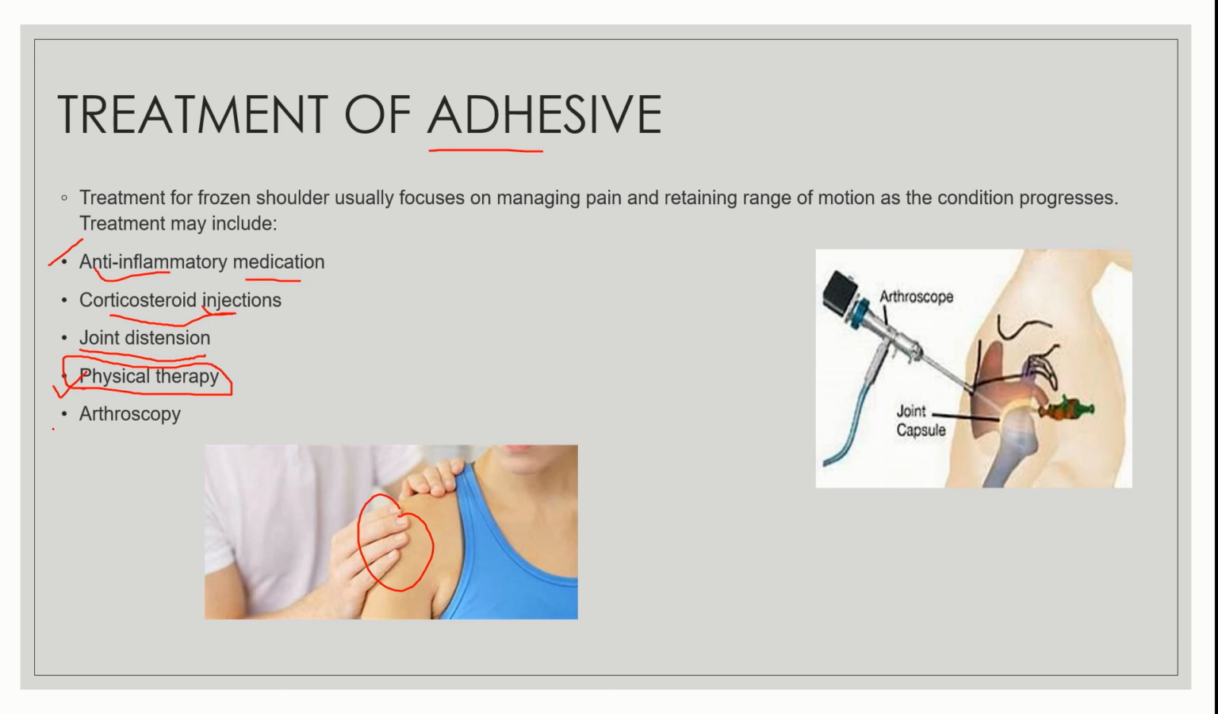And then we can also go for arthroscopy. Arthroscopy is done by this instrument, which is also known as an arthroscope, and by this a surgery is done, and the adhesions and the capsular fibers, fibrosis and all is removed.